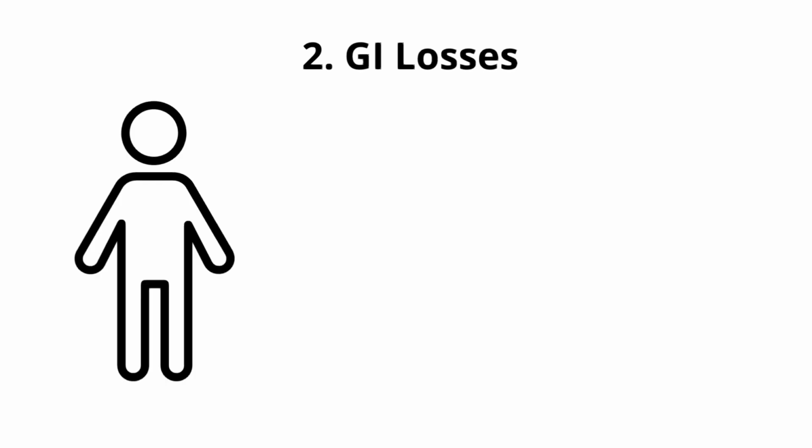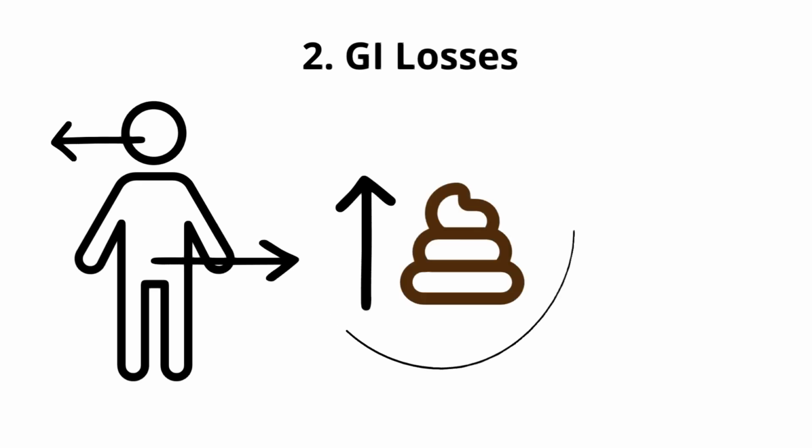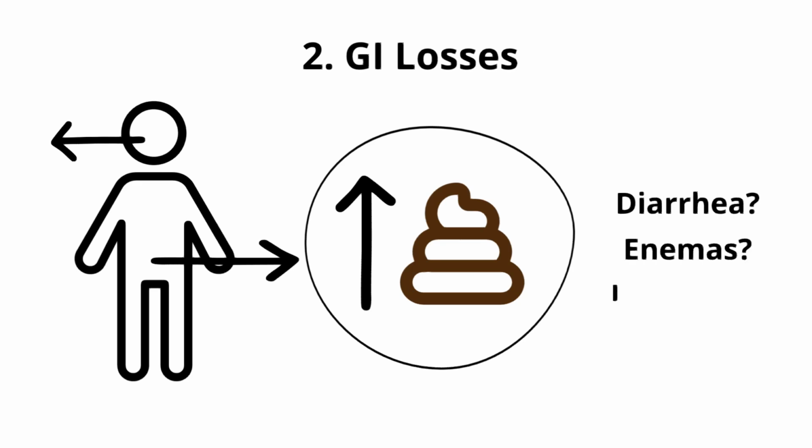Potassium can be lost in both directions, either from vomiting or from losses in our stool. And anything that increases stool losses can result in hypokalemia. So ask yourself, has your patient been having diarrhea, repeated enemas, or laxatives? This might be where their potassium is being lost. But what about loss of potassium due to vomiting?